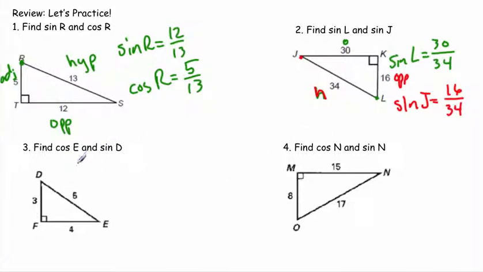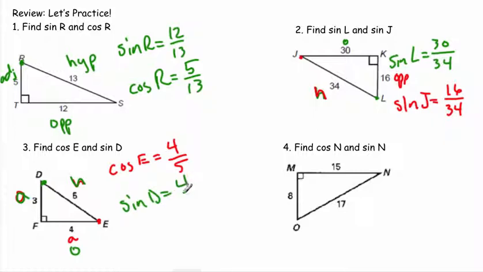Cosine of E and sine of D. So cosine of E, this is going to be opposite, hypotenuse, and adjacent. So cosine of E equals adjacent over hypotenuse. And sine of D, I'm going to switch colors. So that makes this opposite. That's still hypotenuse, and this is now adjacent. So sine of D is going to be opposite over hypotenuse. So sine of D is going to be 4 over 5.